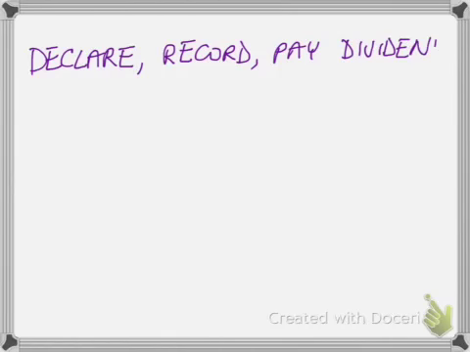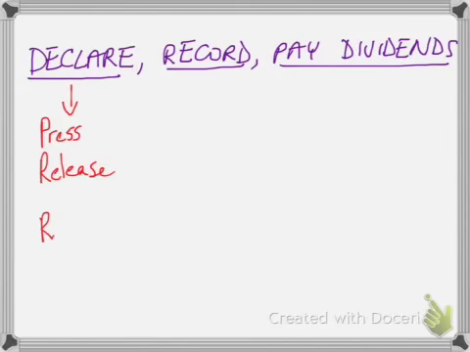Now we're going to look at the recording and payment of dividends. There are three important dates: the date we declare, the date of record, and the payment date. On the declaration date, that's the date that the corporation issues a press release and records the liability.